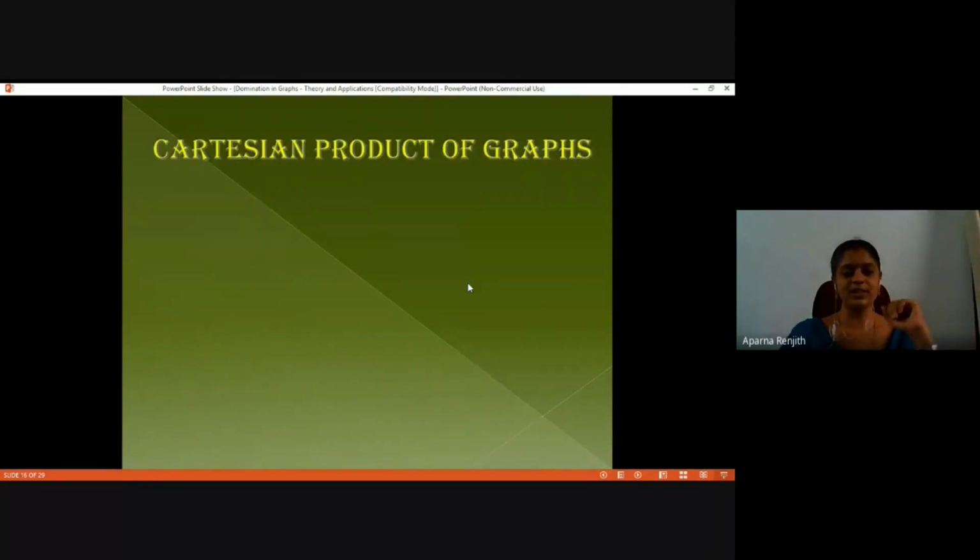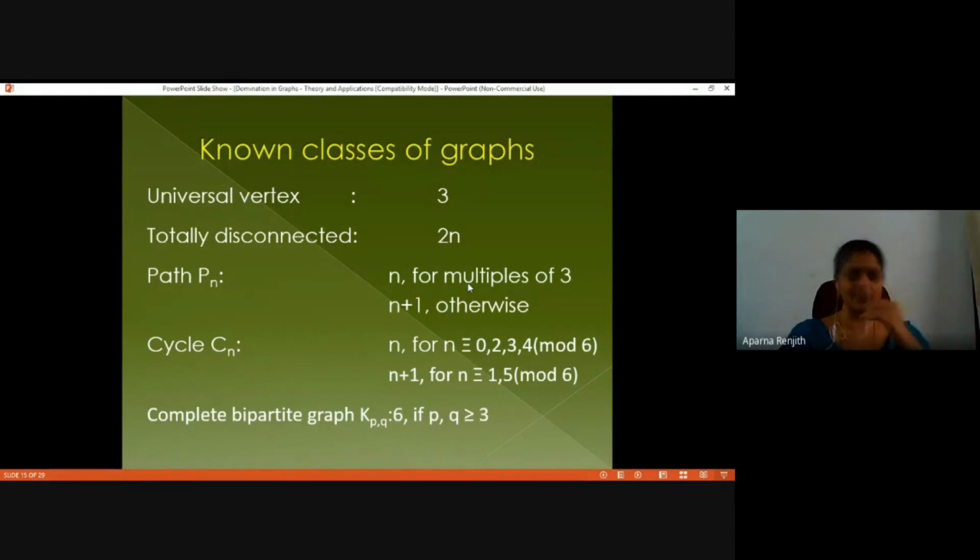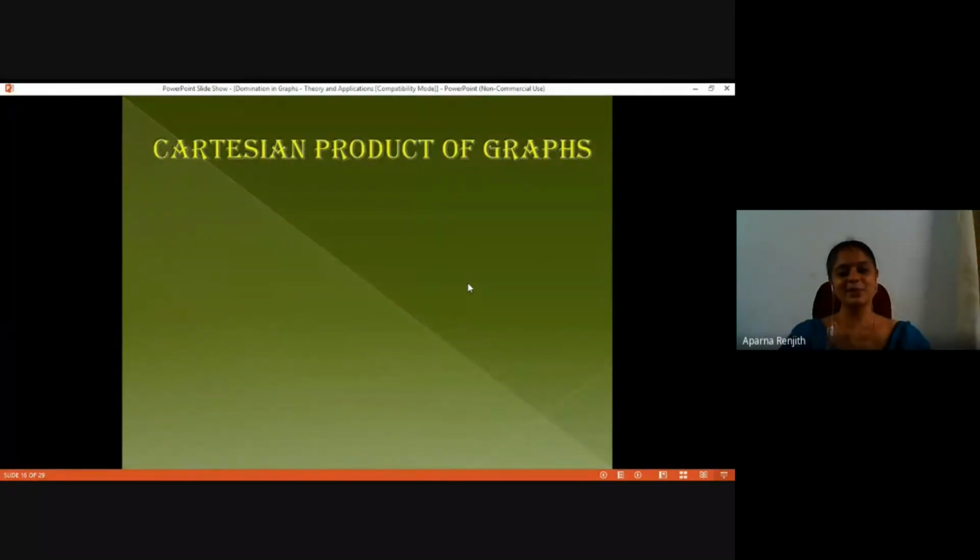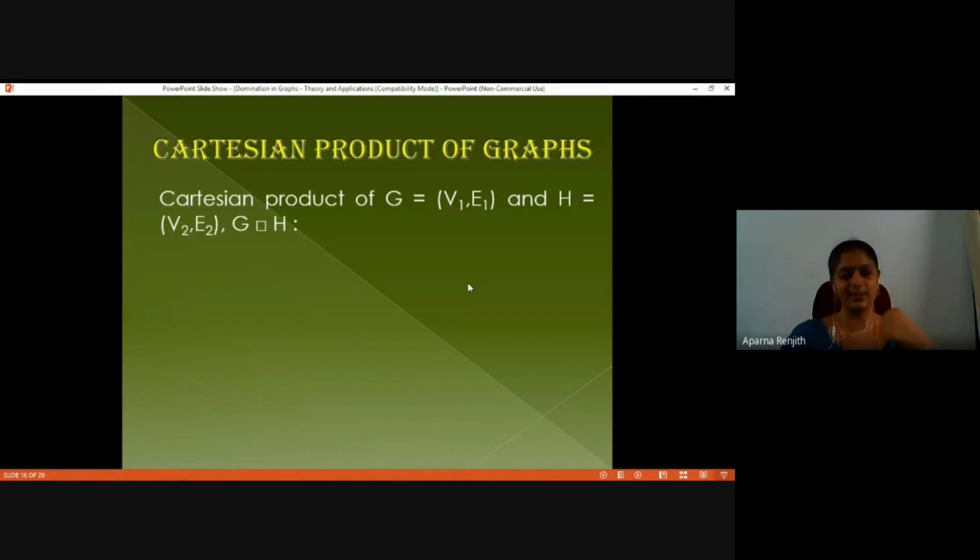So now, apart from various types of domination parameters, let me move on to a major problem in domination theory, without which any class on domination won't be complete. This is a very famous conjecture known as Vizing's conjecture. To understand Vizing's conjecture, first you need to know the Cartesian product of 2 graphs. So let me give you that definition first.